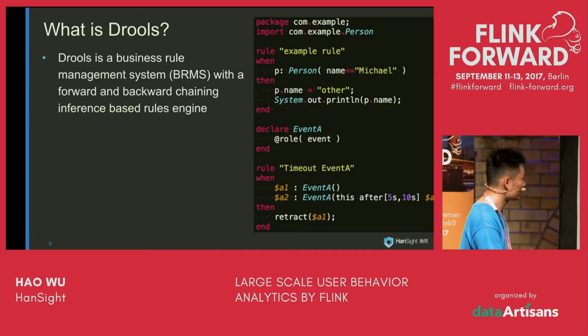Or you can also declare an event. It's like declaring a class in Java. With this event, you get the first instance of the event, which doesn't have any conditions. That means every event matches the first condition. And the second condition is another event which is after 5 seconds but before 10 seconds of the first event. So that's the relationship between the two events. So when you get something that matches both conditions, you can do something here. What we do here is retract the first event, which means just clearing it out of the memory.